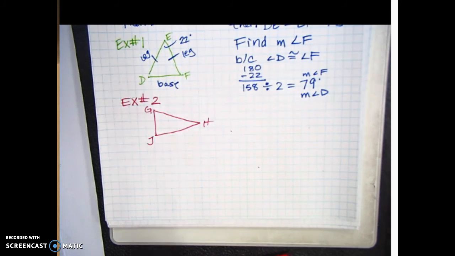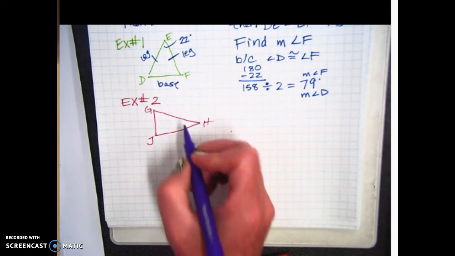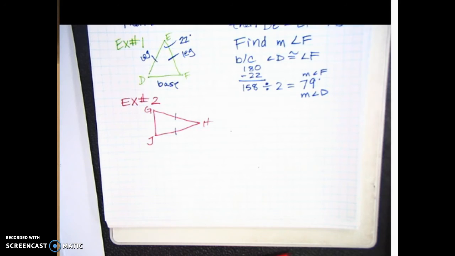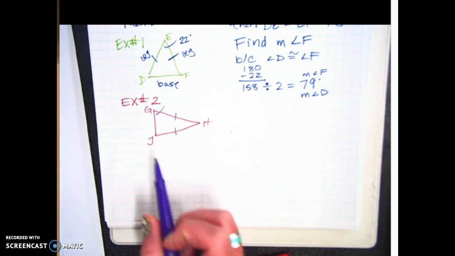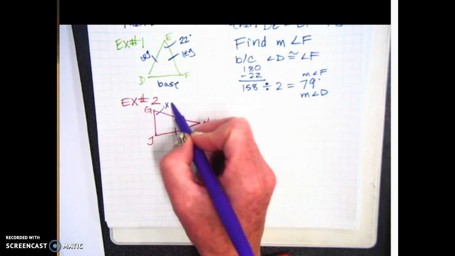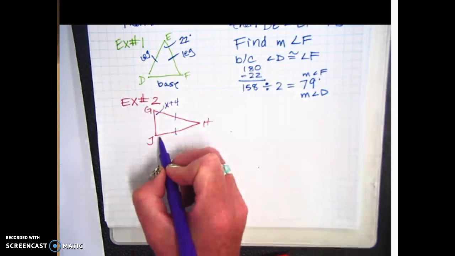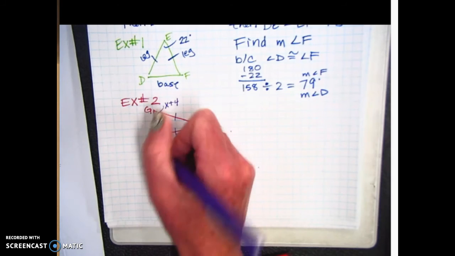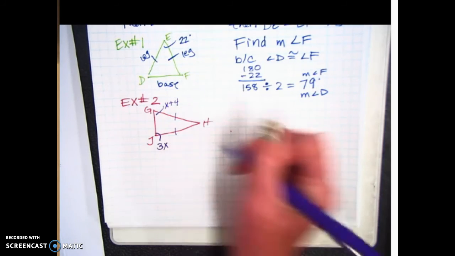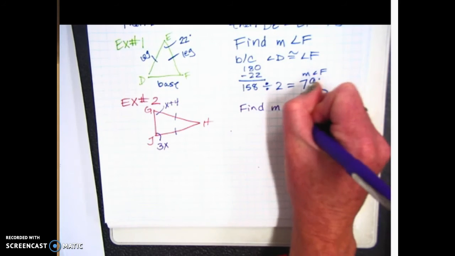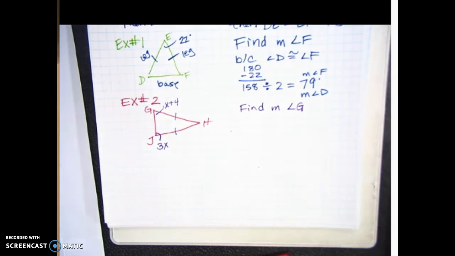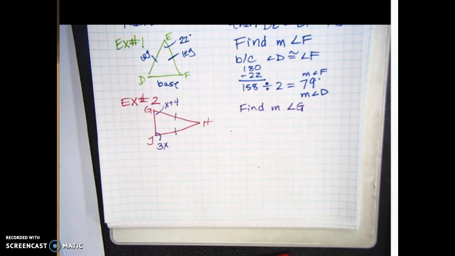All right, GHJ is also an isosceles triangle, even though it's turned on its side. We're going to put our little tick marks to show congruence. But instead of giving you angle measurements, I'm going to give you some algebraic expressions. So we've got angle G is x plus 4, angle J is 3x. In this case, we're going to be asked to find the measure of angle G. Okay? So first we have to figure out the value of x, and then we're going to have to plug it back in.